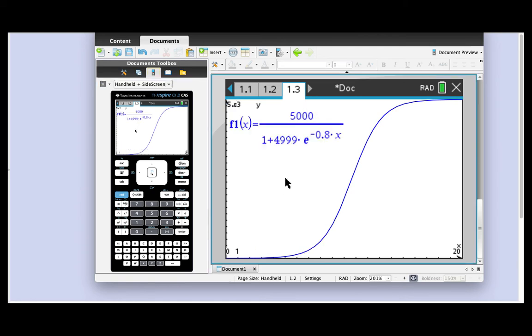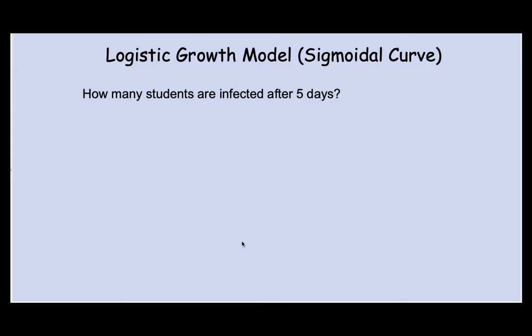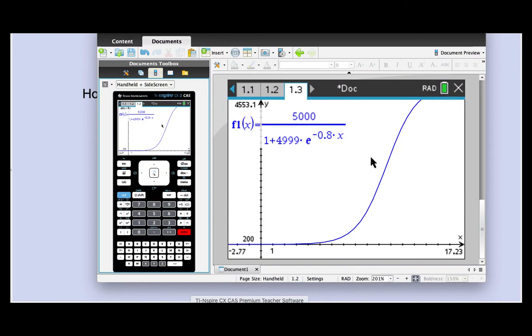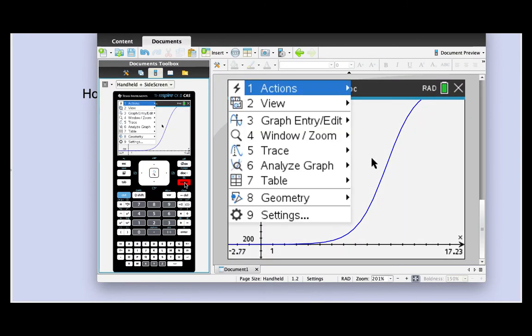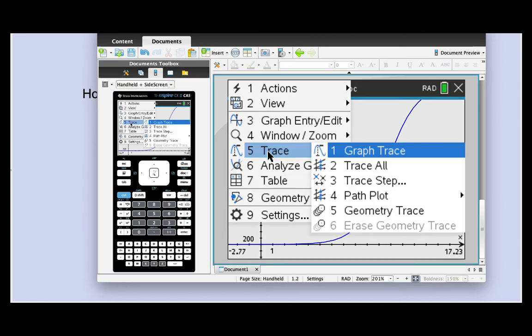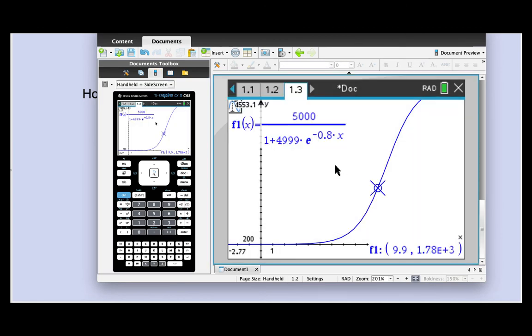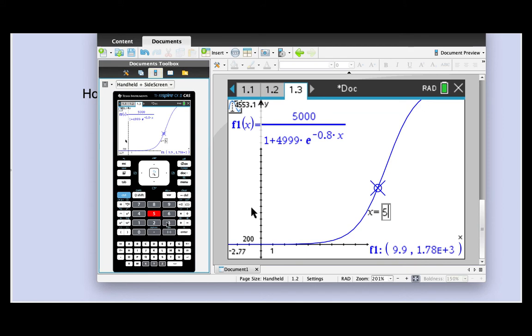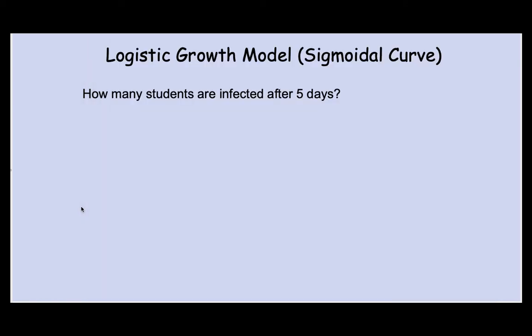A logistic curve is sometimes called an S curve. S because it's sigmoidal, as I mentioned in the title, but also because it has the shape of the letter S here. And so let's see if we can answer that first question now. So we turn to our graph, and this is real easy to find using our trace command. We simply type in 5 for our x value and press enter. And that tells us that 54 students have been infected after 5 days. So that's pretty easy.